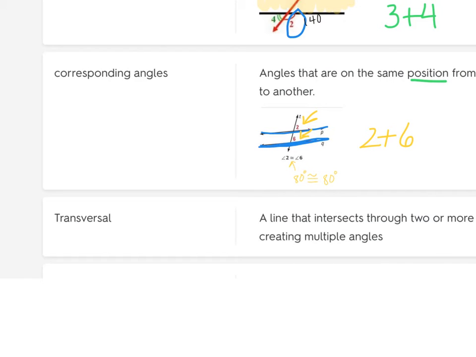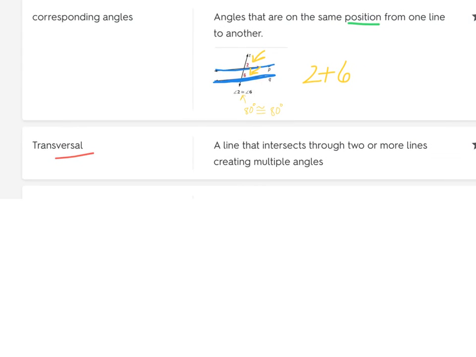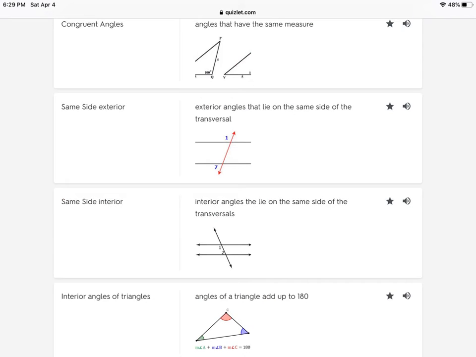We've already thrown this word around, transversal. A transversal is the line that intersects through 2 or more, creating multiple angles. So in our previous pictures, we've had the parallel lines, and then we had another line that cut through. So that line right here is called the transversal. That's the transversal, the line that cuts across. And then there's 4 more congruent angles.